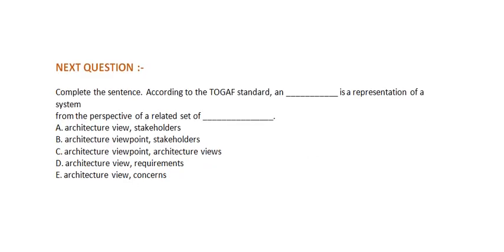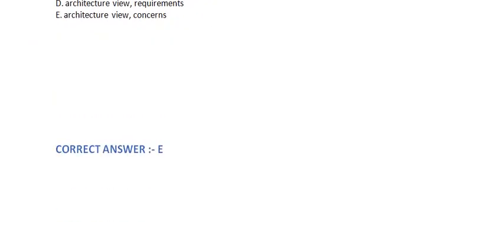Next question is, complete the sentence. According to the TOGAF standard, an architecture view is a representation of a system from the perspective of a related set of option A, architecture view and stakeholders. Option B, architecture viewpoint and stakeholders. Option C, architecture viewpoint and architecture views. Option D, architecture view and requirements. And option E, architecture view and concerns. The correct answer is option E.